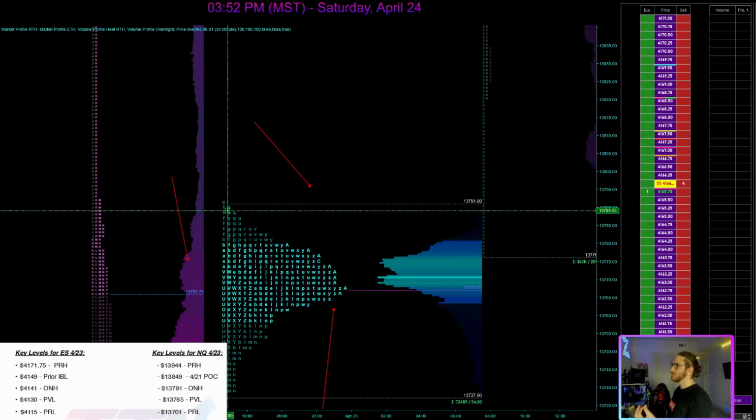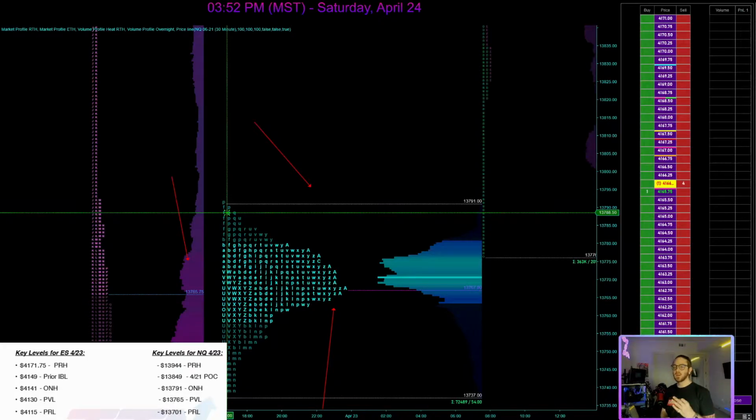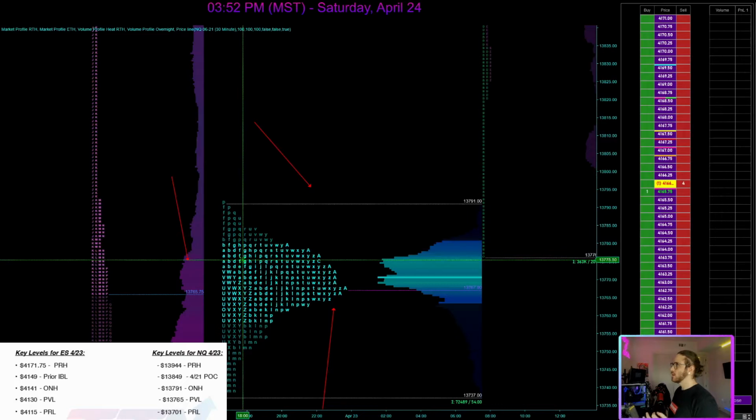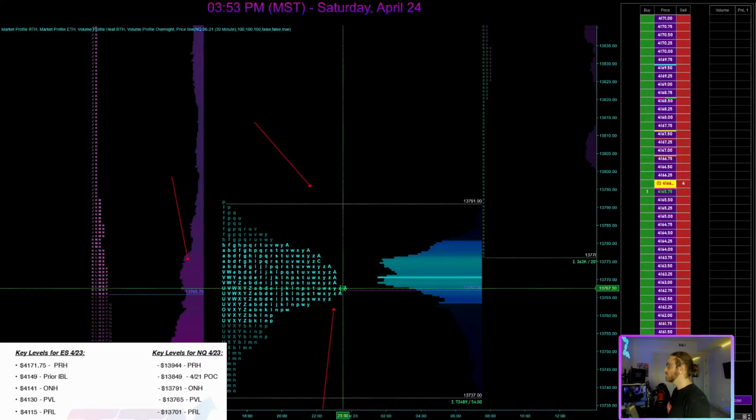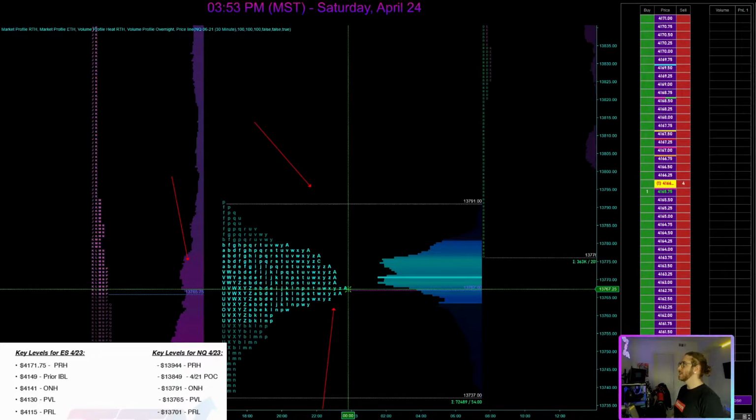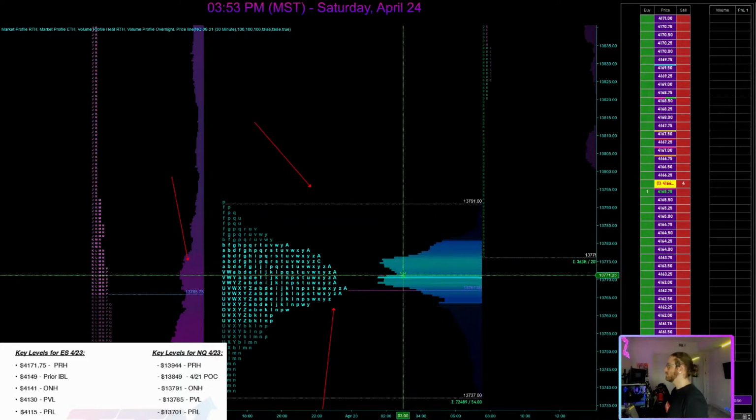So each one of these letters is essentially equating for a 30-minute period of time, right? So the A period is 30 minutes before the session starts, right? It is 7 a.m. to 7:30 a.m. my time. B period is 7:30 to 8, etc. So if you see a row or the furthest row out, that is the point of control. That means that price spent the most time there, and that is likely a very, very important level of reaction.